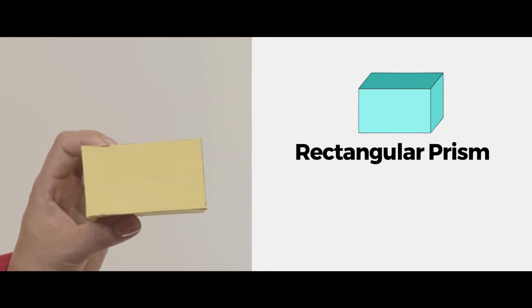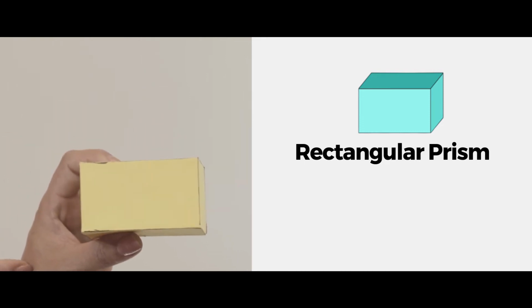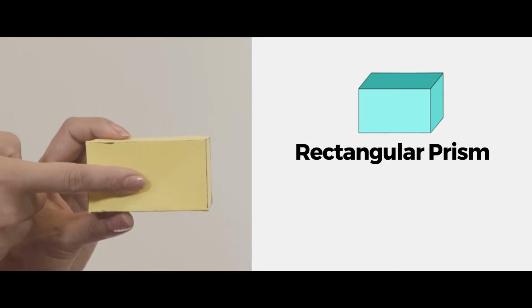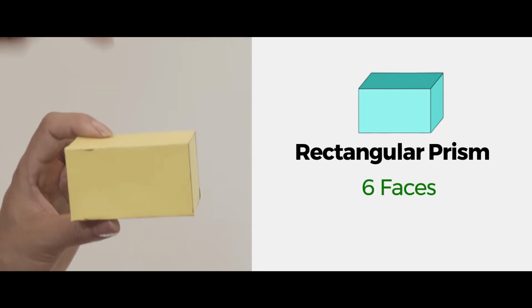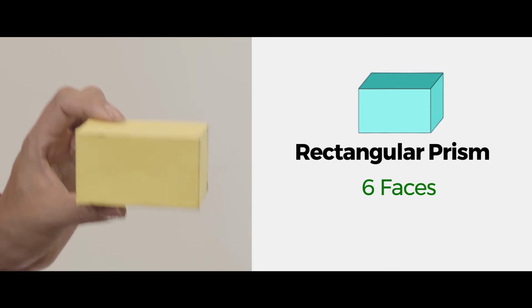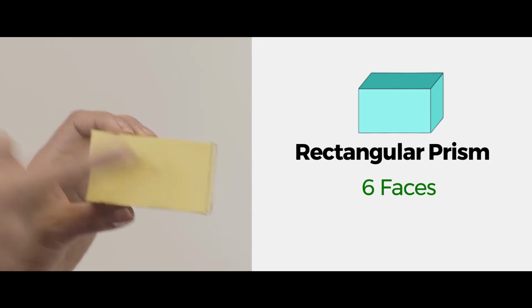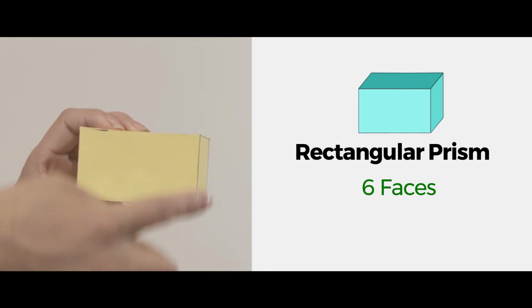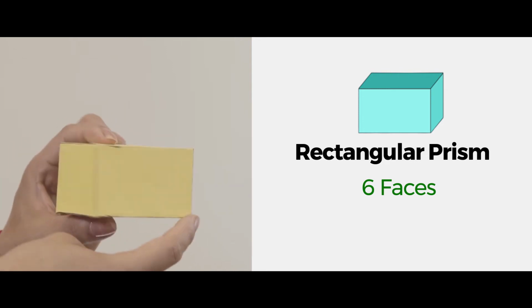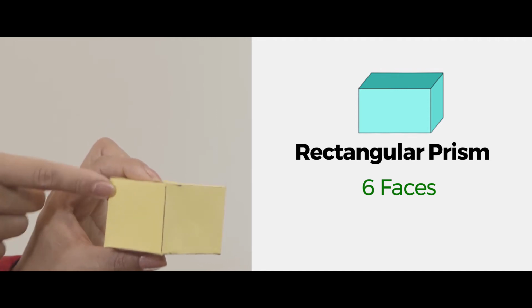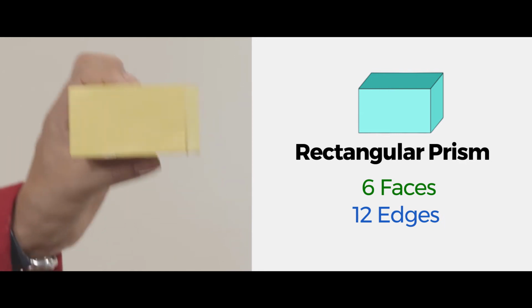Alright? Now let us count the faces, edges, and vertices of this shape. So look carefully. This shape has 1, 2, 3, 4, 5, and 6 faces. Okay? Now let's count the number of edges. 1, 2, 3, 4, 5, 6, 7, 8, 9, 10. And we turn it around. 11 and 12. So this shape has 12 edges.